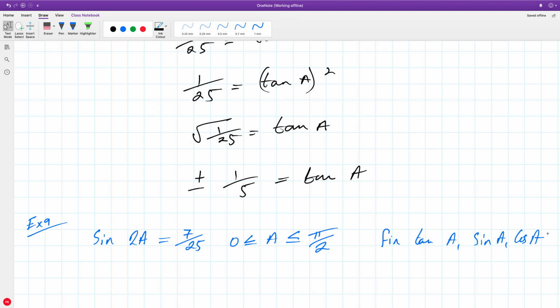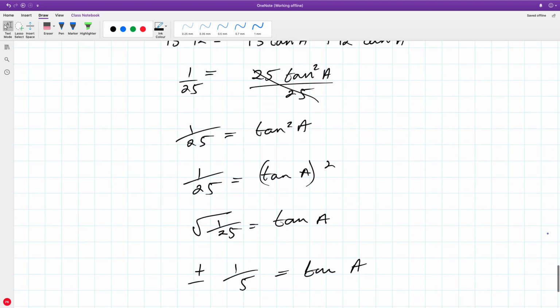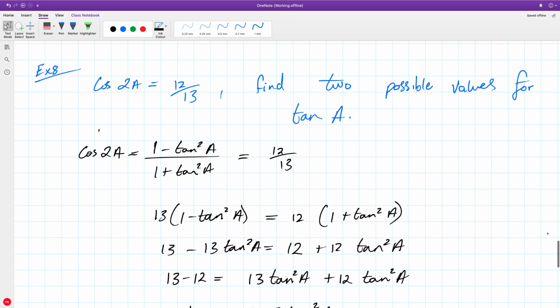So you can use the sine of 2a formula. So compound formula. Everyone got the question down? Scroll back up to see what I would have done on the last one.